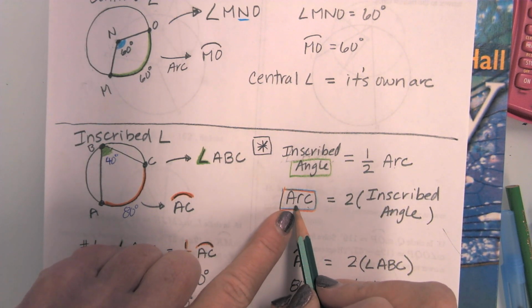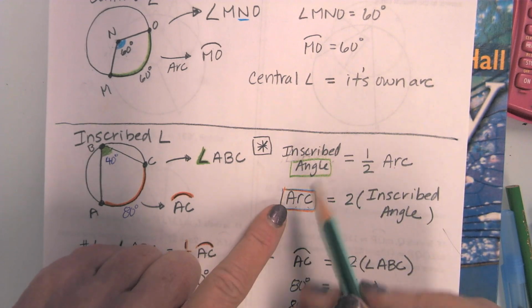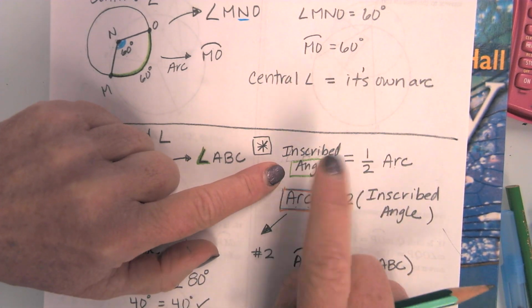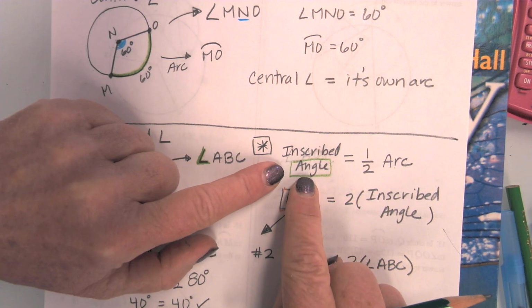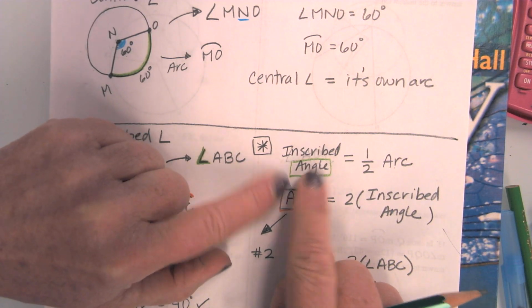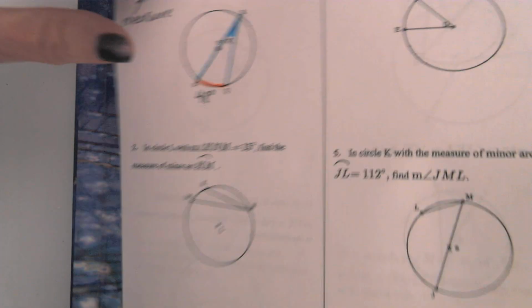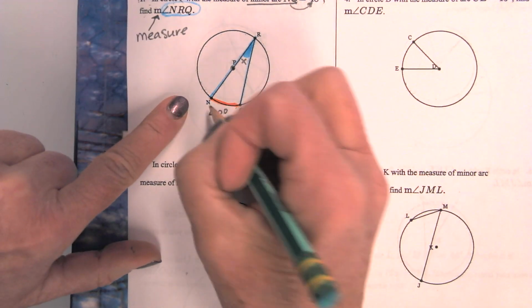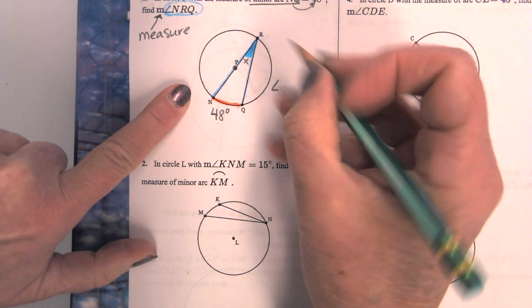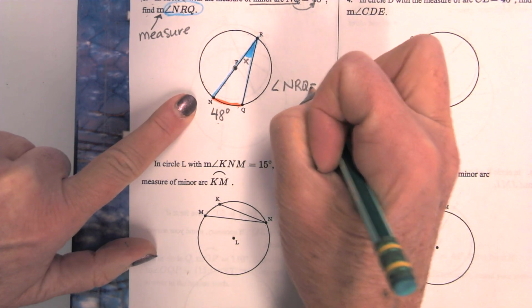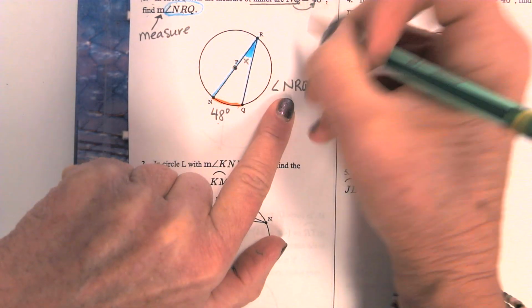Or put in our arc here? So I have to figure out where I want to put my number and which one's going to be easier. I'm looking for my inscribed angle. That's what I want. So I'm going to use this first one. So on here, in order to find my arc of NRQ, that's what I want.